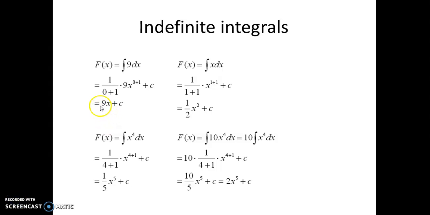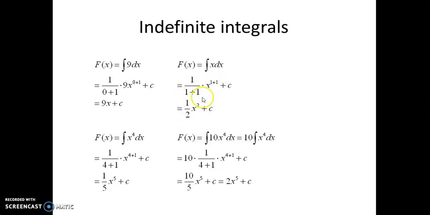Of course, if we want to get the derivative of this now, the derivative of 9x plus c is simply going to be 9. Now, let's have a look at this example over here. F of x. So remember, this represents your antiderivative. This is what we want to find. It is equal to the indefinite integral of x with respect to x. X is raised to the power of 1. So n is 1. So therefore, it is x to the power of 1 plus 1. And then in front of that, we have 1 over n plus 1, and n was 1. So it's 1 over 2. So that is a half x.